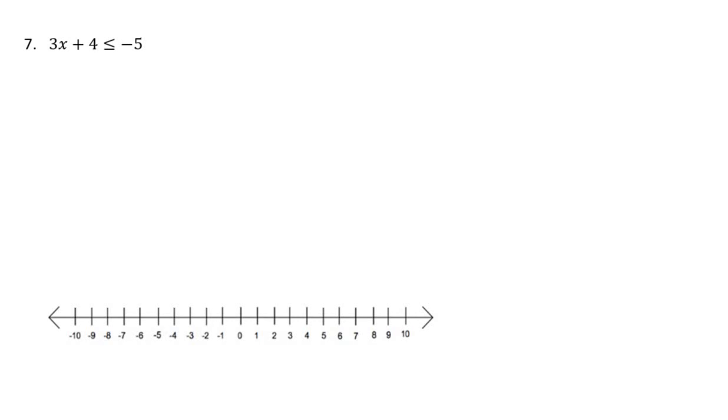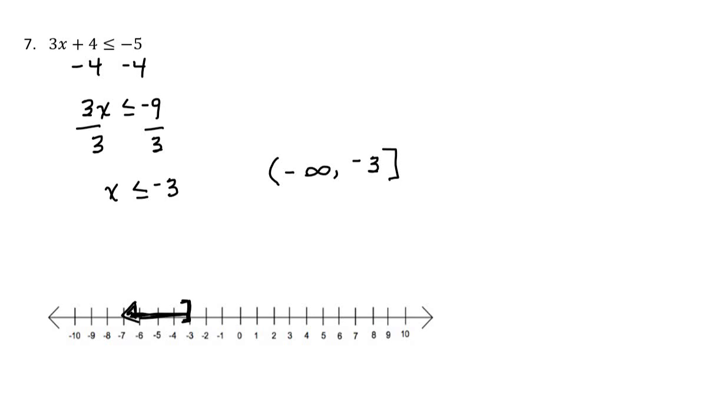Okay, so now it's your turn to try to solve some of these on your own. So pause the video, try and do problem 7, and then come back and check your answer. And there's your answer for problem 7.